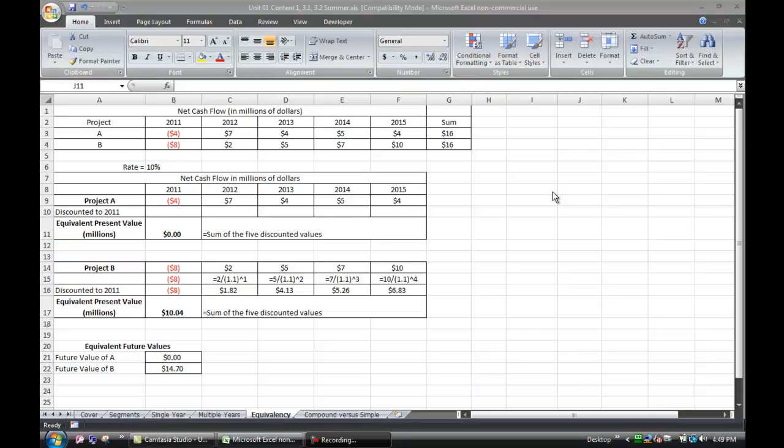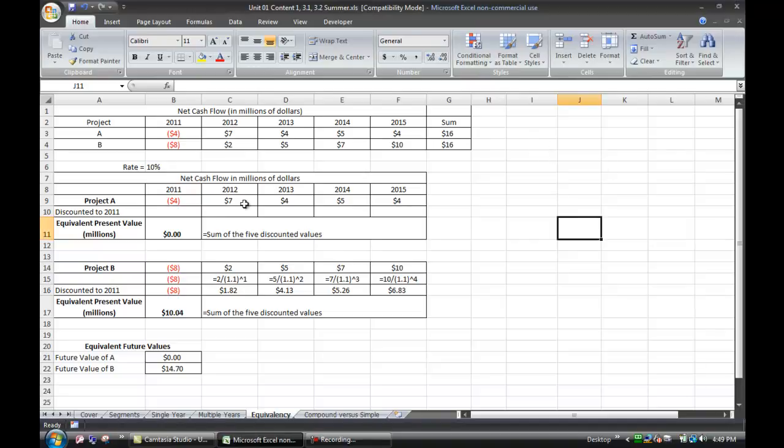Let's now look at this problem in a spreadsheet, which really simplifies the calculations quite a bit, and it gets simpler in later weeks. Here's the basic data, and if you add these up, you get 16 for both projects. The cash flow that comes to the company: they put down $4 million in 2011, and then they get these returns over the next years, and the net result, if you just add them, is 16. But that ignores the time value of money.